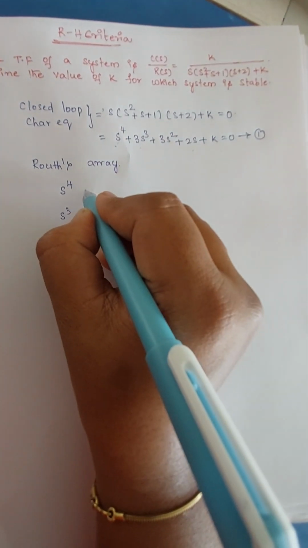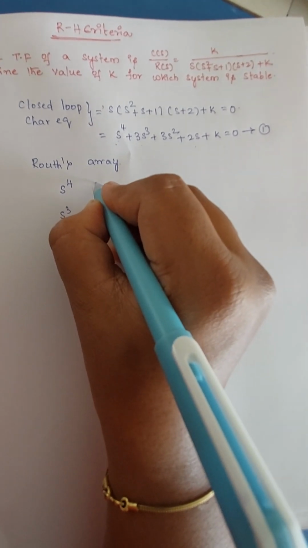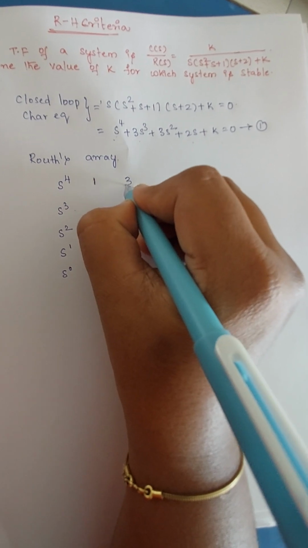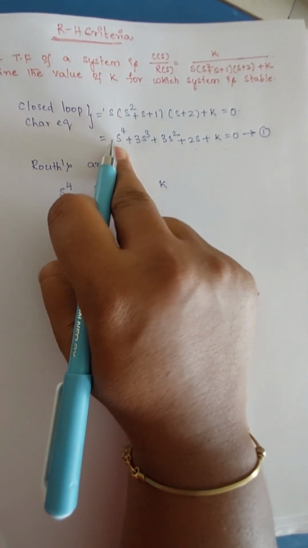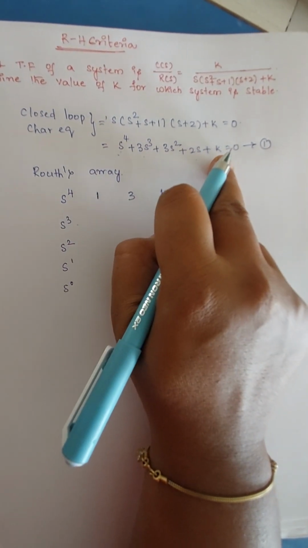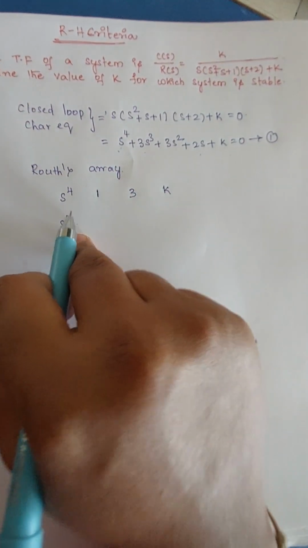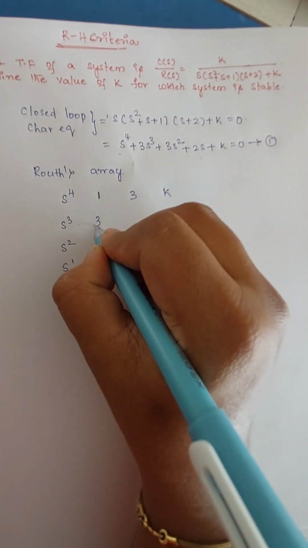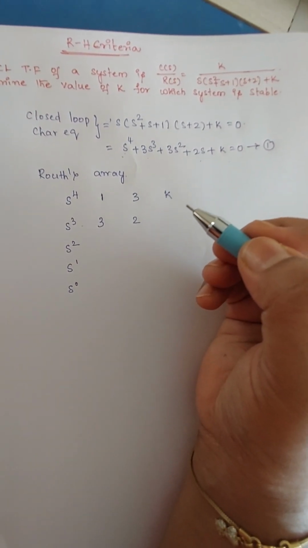So s⁴ has first coefficient 1, second coefficient 3, and next coefficient k. See here: s⁴ coefficient 1, s² coefficient 3, and s⁰ coefficient k. Then for the s³ row, we have 3 as the s³ coefficient and 2 as the s¹ coefficient.